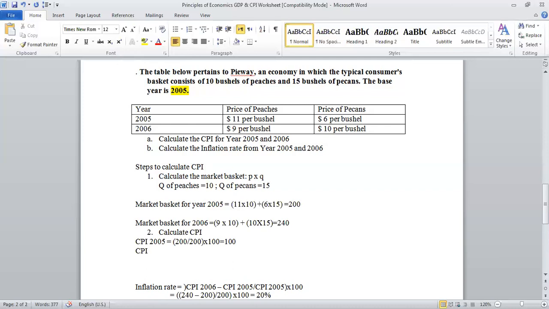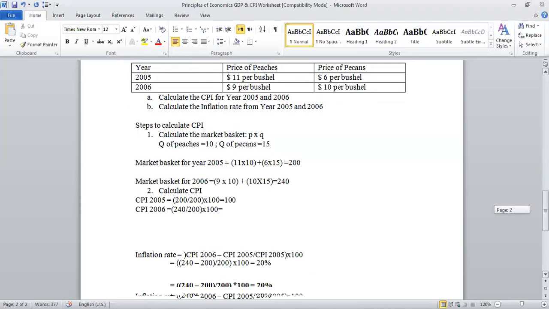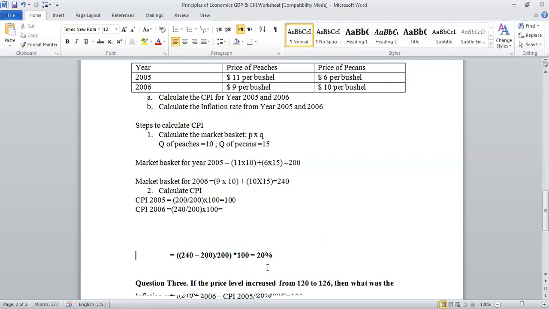The CPI for 2006, what is the market basket for 2006? That is 240 divided by 200 times 100. So you get, okay, you get 240 divided by 200 times 100, that's 120, all right?